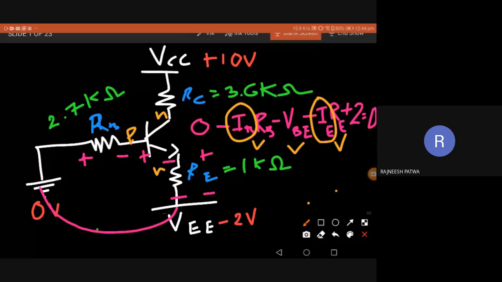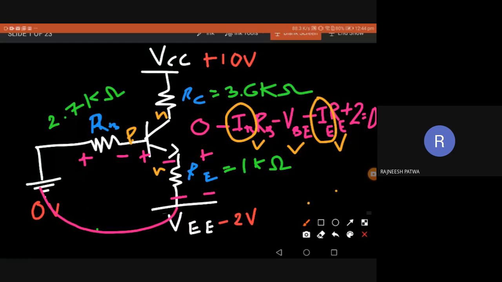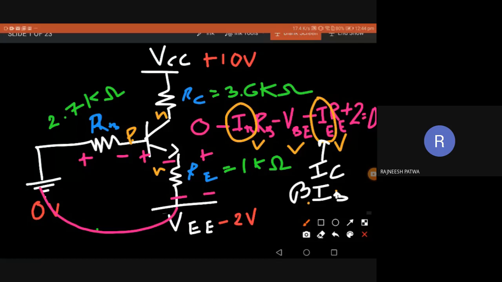Right now we have two unknown variables, IB and IE. So if I assume IE as IC, right? What I'm doing here, I'm trying to see this IE as IC because this is approximately equal. I can always take it equal. Then I substitute IC as beta times IB. Then I can reduce this single equation of two unknown variables into a single variable, IB.